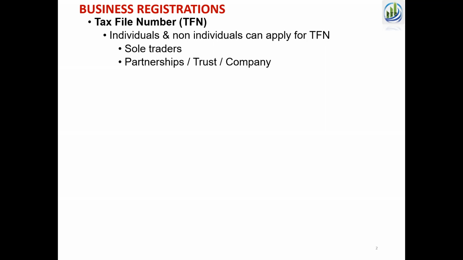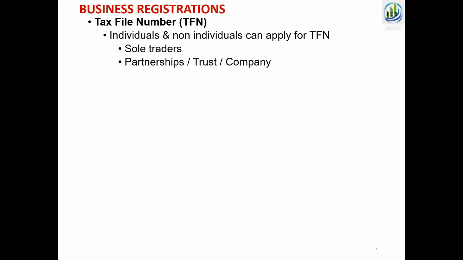The next one is the trust. Most of the time a trust does not pay income tax. All the income will be distributed between beneficiaries. However, if you do not distribute the income to the beneficiaries, the trust is required to pay the tax. So in both cases, whether you are paying tax or not, you are going to report the trust income and expenses to the ATO through a separate tax return. Therefore, a trust should have a separate tax file number.